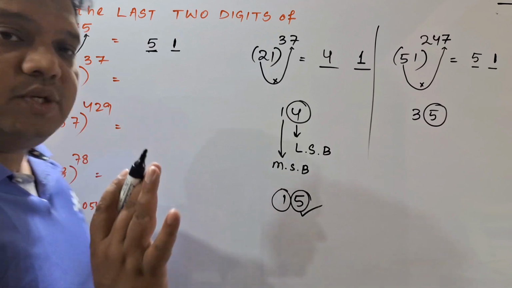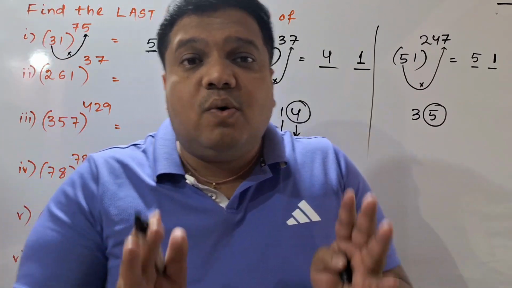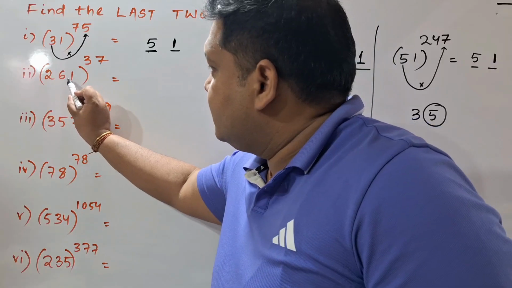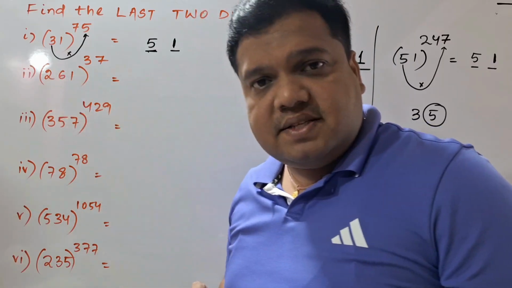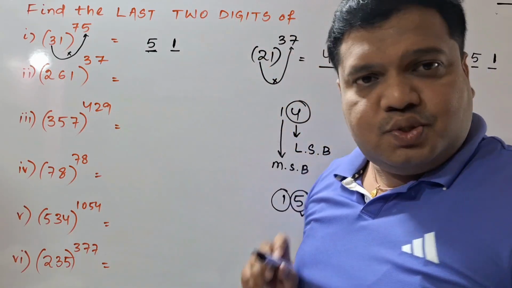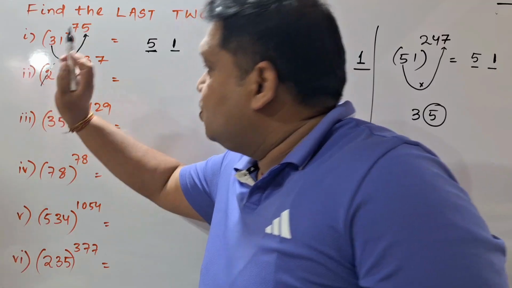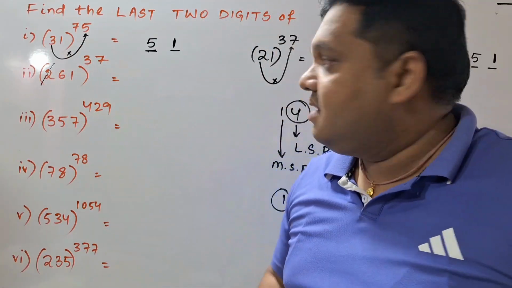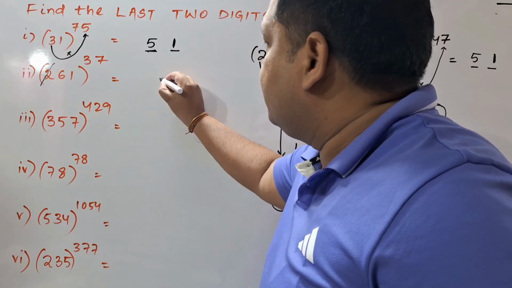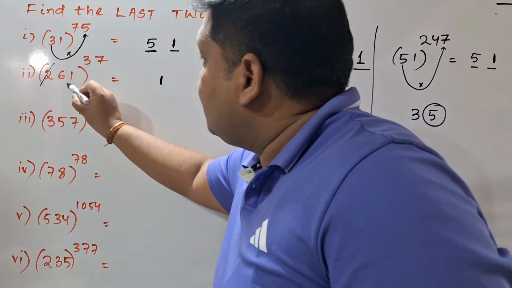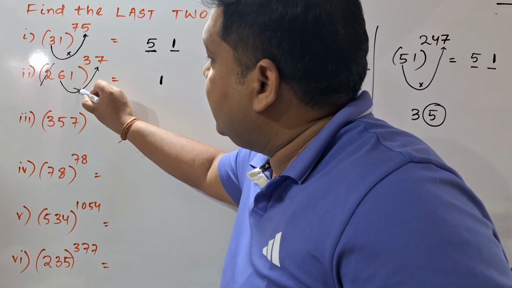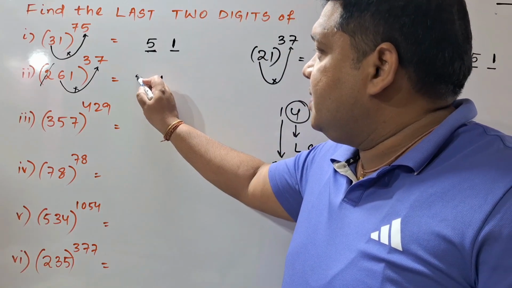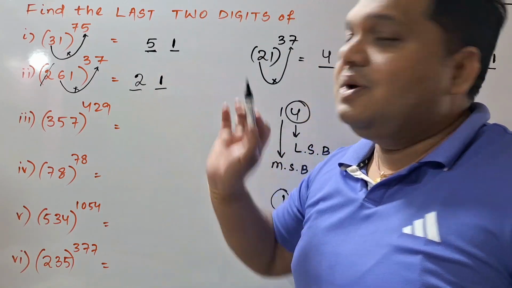Similar type, look here. Whatever we discuss here is all about the last two digits. In this question, this is the unit place, tens place, hundreds place. We are going to discuss the last two digits, so eliminate this first. Now the question is 61 to the power 37. The base ends in 1, so the unit place is 1. Now 6 into 7 is 42. Clear? So 2 is the LSB. The answer for this question is 21.